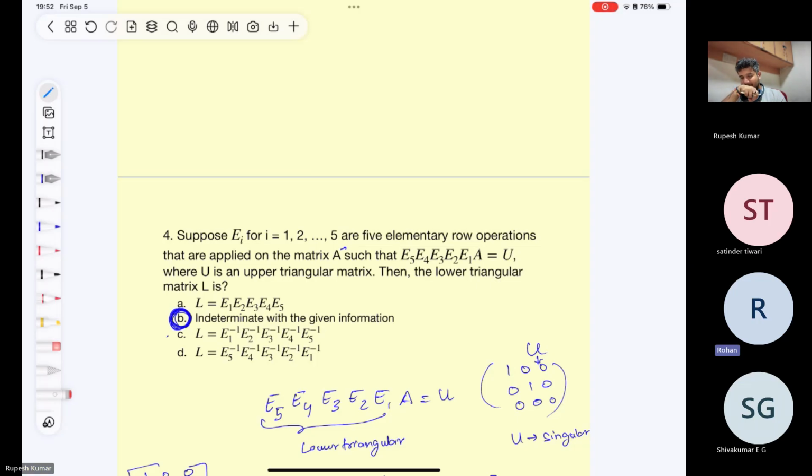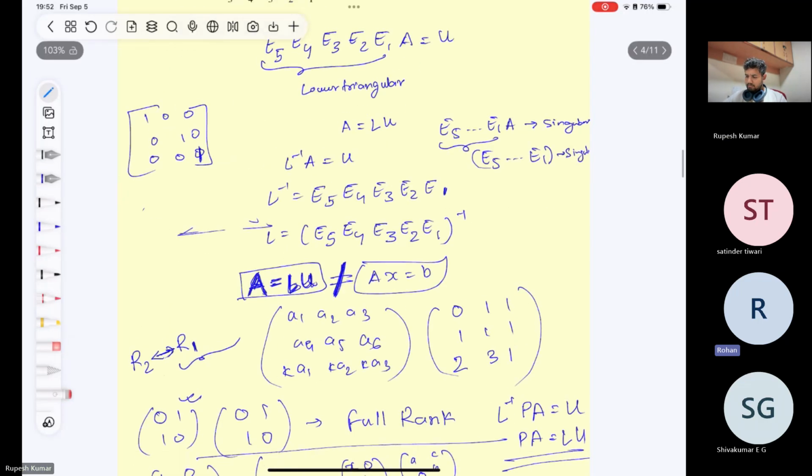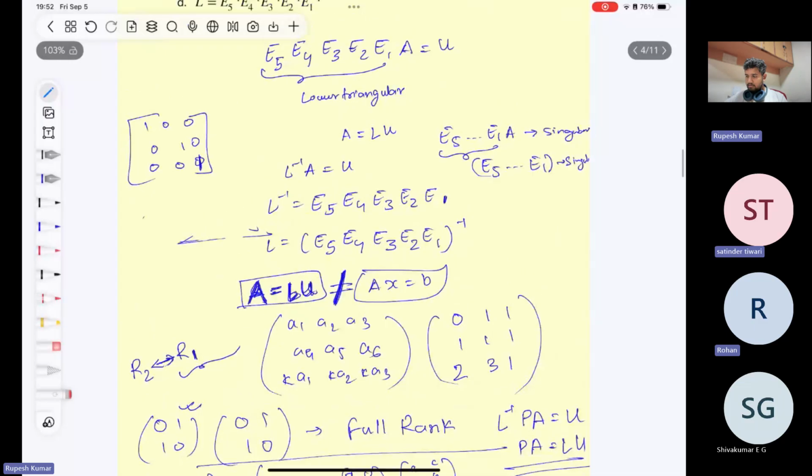Okay, sir, now I got you. I think the reason we are having this confusion is because they haven't mentioned what kind of elementary row operations you are performing. That gives us a loophole. Someone can think a permutation might be there, and that's why a lower triangular won't come while taking inverses.